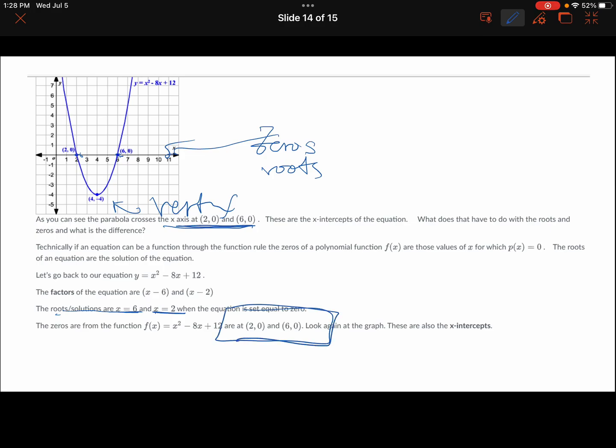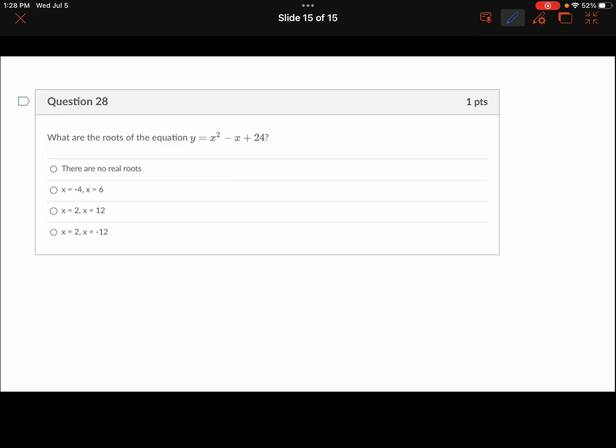And there are some times where you don't have real values because it's not factorable, so it's prime. So you have to use the quadratic formula, and then you still can have those zeros, but there's no real roots. They would be irrational root values, and we'll look at some of those in the next slide, I believe.